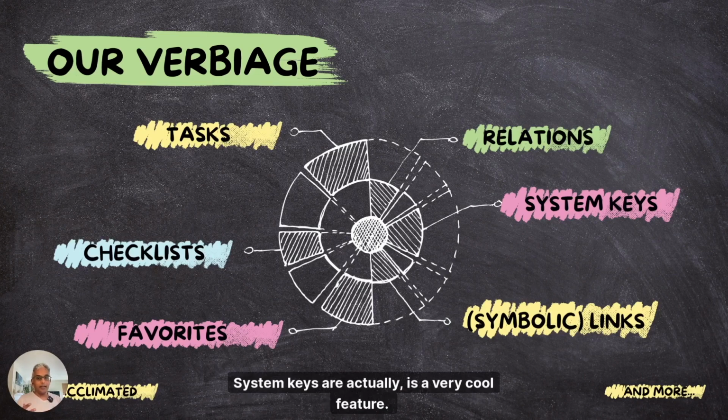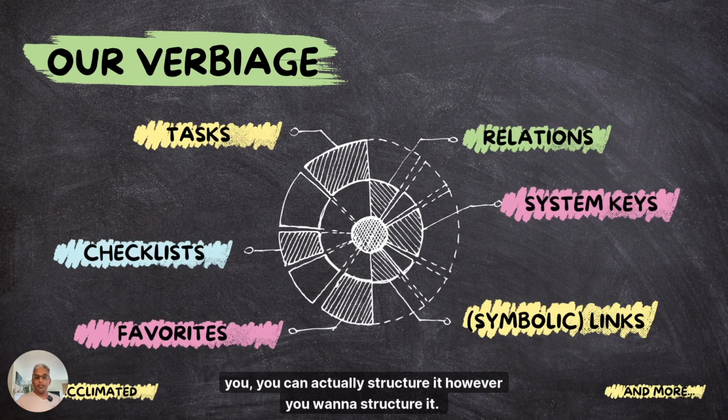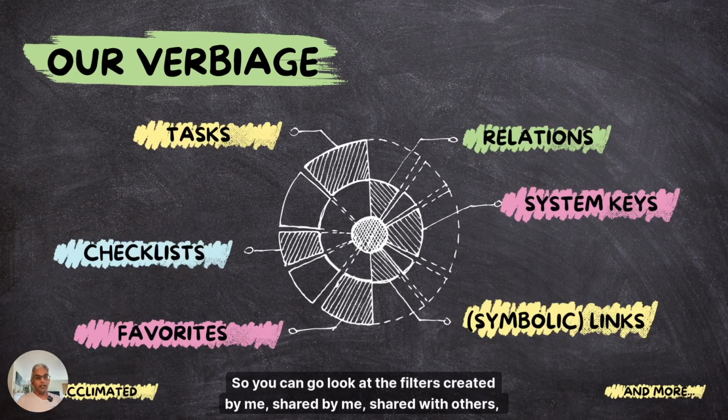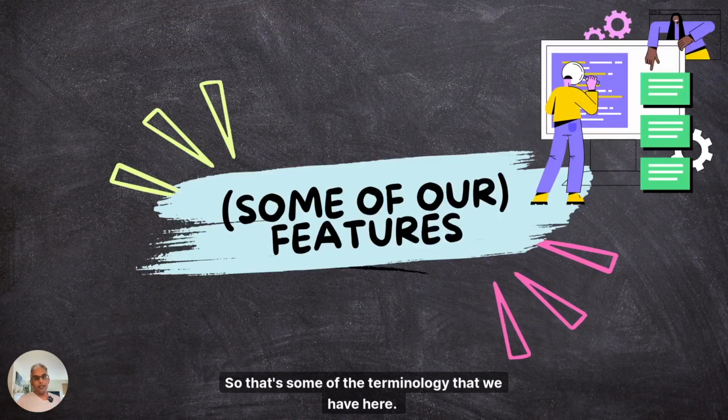System keys are a very cool feature. When you're collaborating with other people and they're sharing content with you, you can structure it however you want, but as a starting point, they are all available under system keys. So you can look at the filters created by me, shared with others, and that'll give you a good filtering of your content. You should go to system keys to check out those features. So that's some of the terminology that we have here.